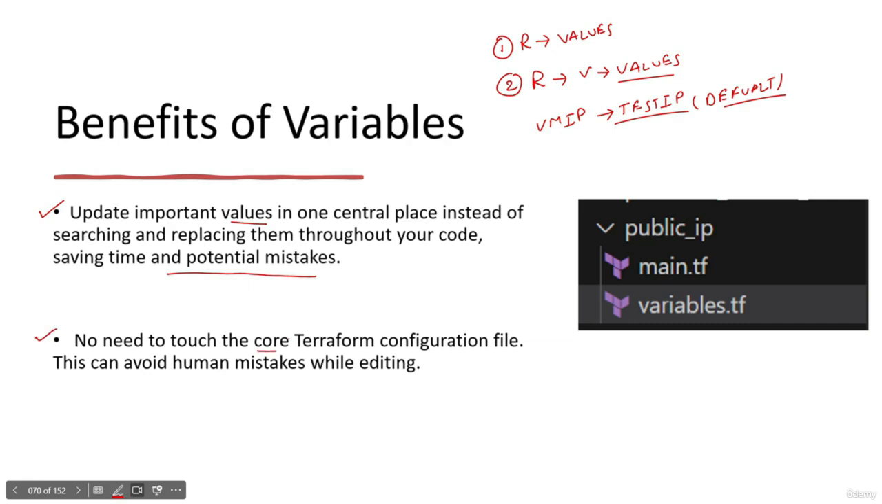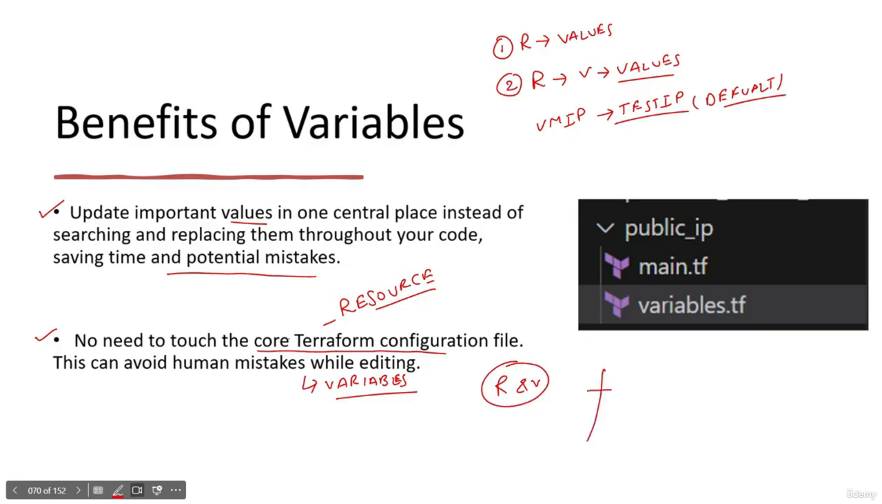So what is the meaning of core Terraform configuration? I would say whatever we have in our resource block. So we only have to change the value in our variable. In a real-time scenario, we do not create our resources and variables in a single file. We create multiple files.